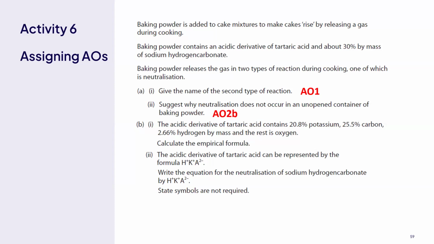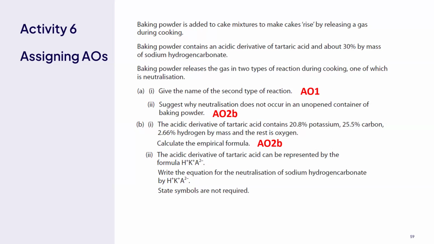Calculate the empirical formula. I've actually made a mistake here. That should not be AO2B. I forgot to change the B when I did a paste and copy. That isn't AO2B, that's AO2A. Apologies. I copied AO2B, pasted it in next to B1, and I should have changed the B into an A. Okay? So B1 is AO2A, not what it says on the screen, AO2B.